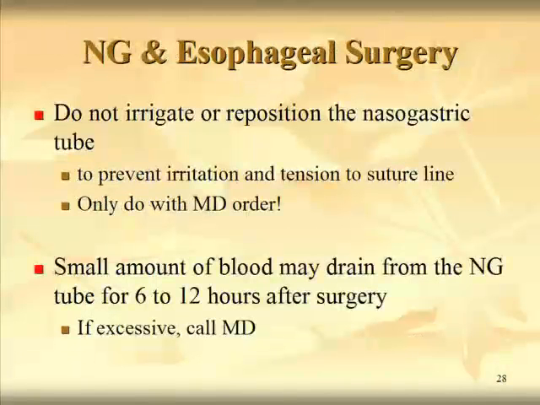These patients will come back with an NG tube in place after this surgery, and it's very important not to manipulate that NG tube. It shouldn't be repositioned. It should not be irrigated without a specific physician order, and that is to prevent tension or irritation on the suture line where that anastomosis is. So remember, just a small amount of blood may come out of that NG, but it should not be excessive. The physician should be notified if you start to get a lot of blood, because it could be that the patient's hemorrhaging. So be real careful of that. If there's a lot of manipulation of that NG tube, it can actually cause leakage into the mediastinum.